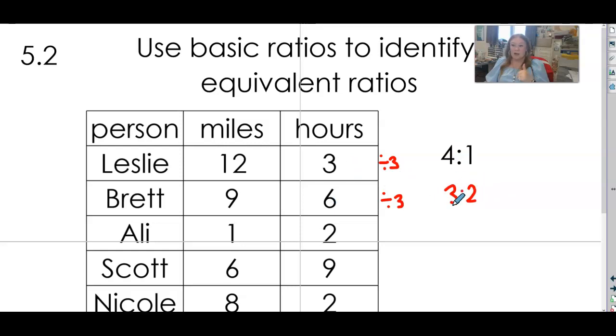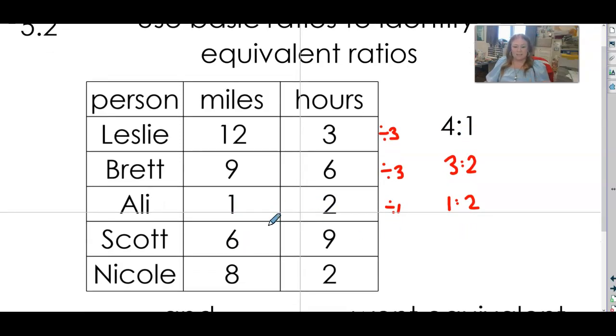I can see these are not the same. 1 and 2, those can only be divided by 1. They're going to stay the same. 6 and 9, well, I already know 6 and 9 can be divided by 3. 6 divided by 3 is 2. 9 divided by 3 is 3. This says 3 to 2. This says 2 to 3. These are opposites of each other. These are not equal. They're opposites.